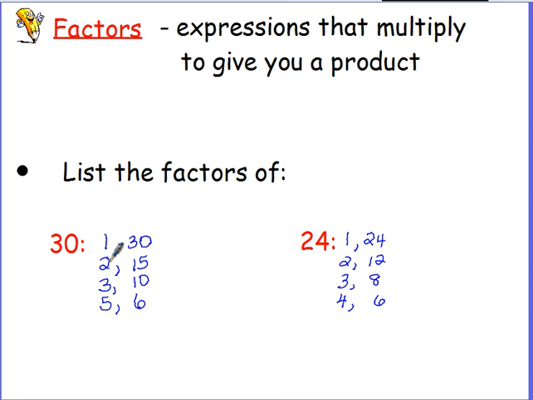You have a choice. You can list them as pairs, or you could just list them out like this, 1, 2, 3, and then not 4, but 5 will go into 30, 6, 10, 15, and 30. The reason I prefer the pairs is I find that I will miss fewer factors. When I list them out like this, sometimes I'm afraid that I might skip a factor. Okay, so factors are expressions that multiply to give you a product.